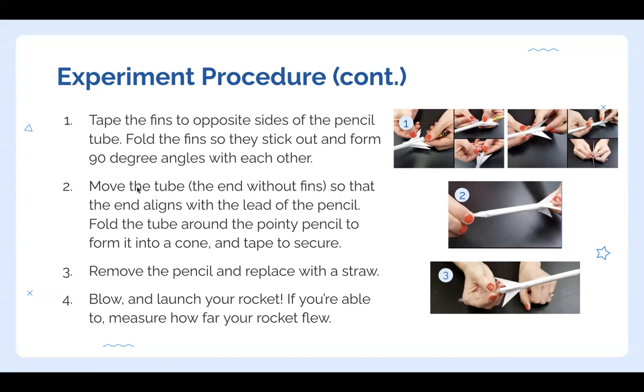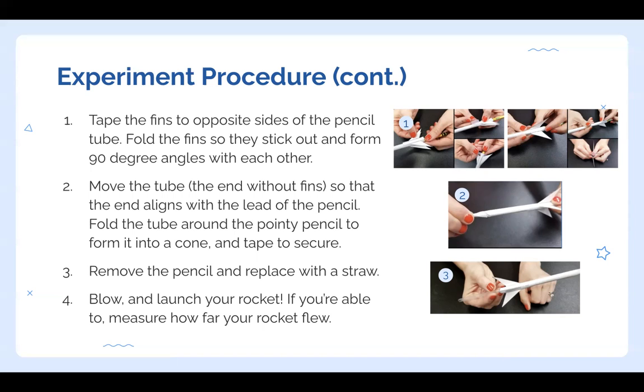And make sure that you're taping it at the end with the pointy parts towards the back. So go ahead and look at these photos as reference. And then you're going to take the fins, which are the triangular parts, and fold them so that they stick out at 90-degree angles with each other. So really you should only be folding 2 fins, 1 from each side.